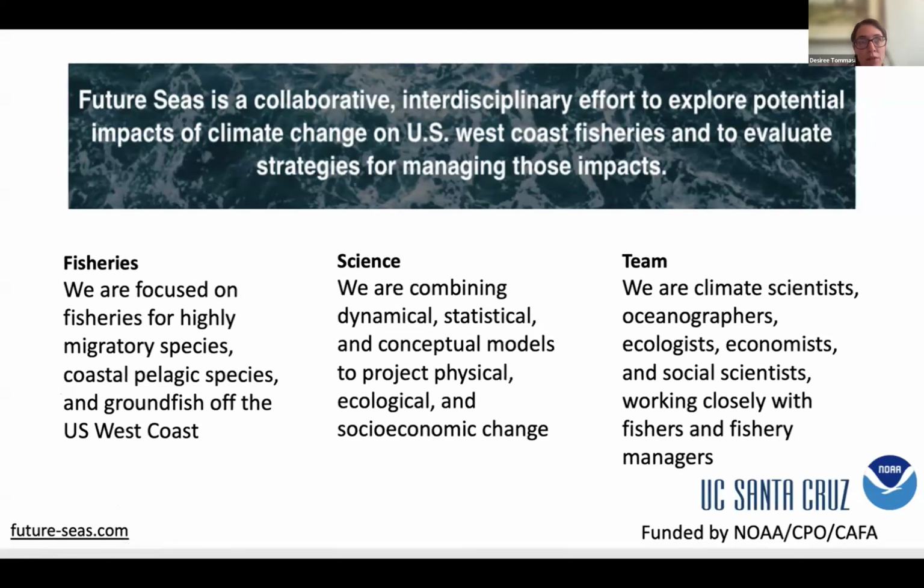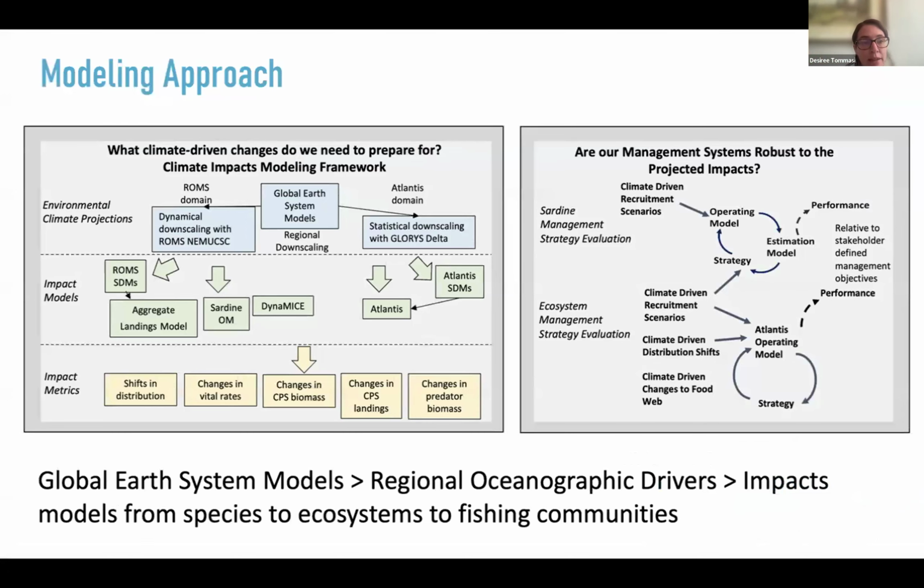And right now, our focus is largely on what we call coastal pelagic species off of the US West Coast, so forage fish such as sardine and anchovy. And our modeling approach consisted of two steps. So the first step is doing, for instance, what Patrick and William have done, but assess what are the climate-driven changes that we need to prepare for. So assessing what the impacts will be.